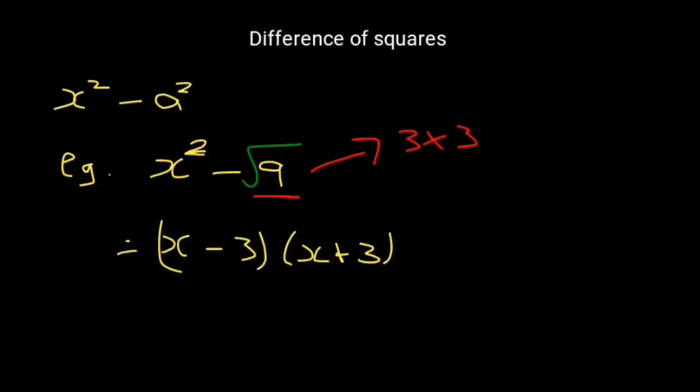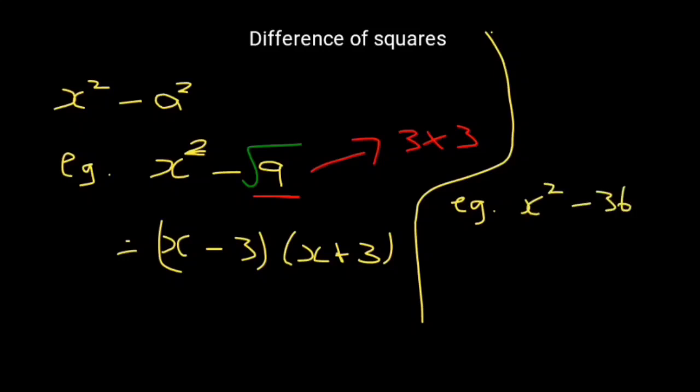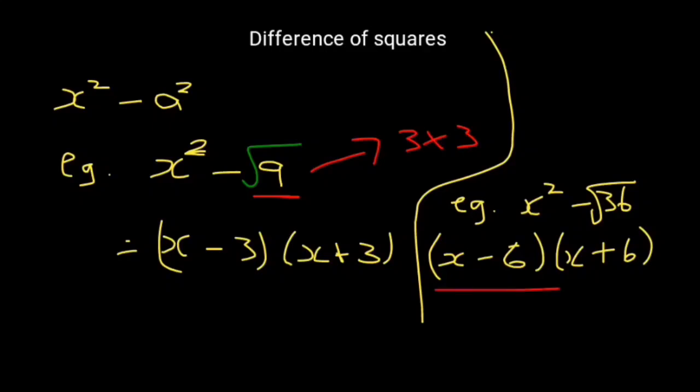It's just x minus that number, the square root of 9, and then x plus that square root of 9 number. Another example, if we have x squared minus 36, then remember we need to find the square root of 36, and if we think about it, then we know that a number that is multiplied by itself that gives us 36 is 6. So x minus 6 and then x plus 6, and your question is solved. Just as simple as that.